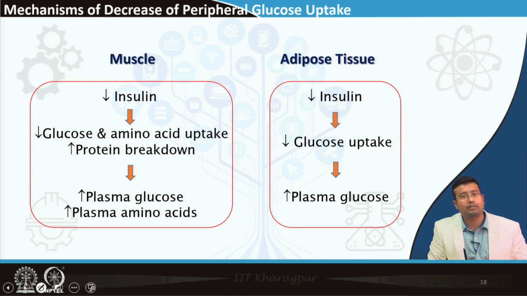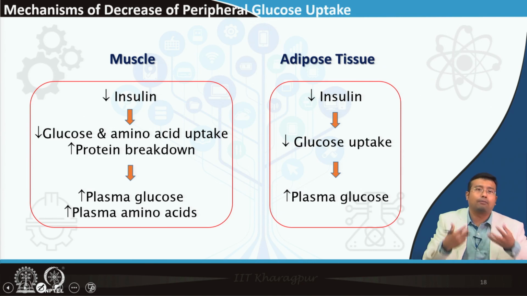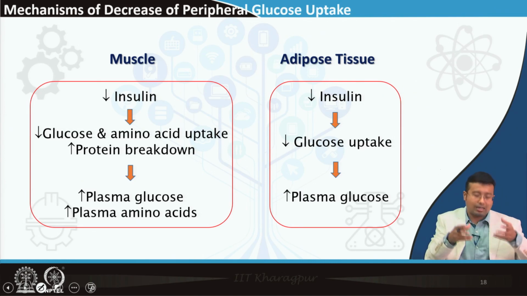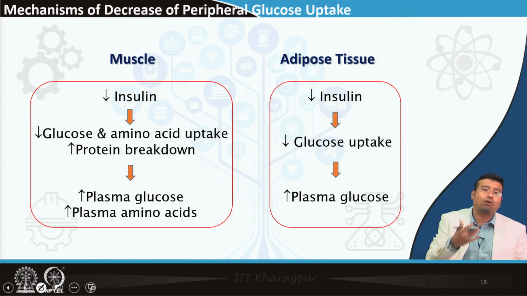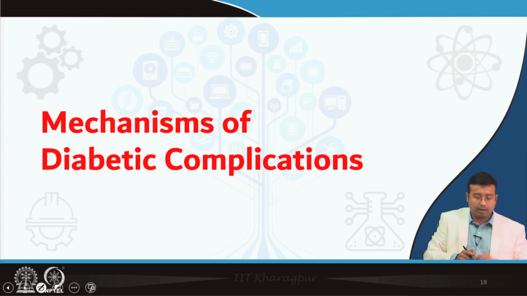A similar alteration also happens in muscle and adipose tissue. Lack of insulin leads to all the catabolic pathways. Proteins are broken down to form substrates for gluconeogenesis, that is, glucogenic amino acids are produced, and that also increases plasma glucose. Similarly, in adipose tissue, lack of insulin means lack of glucose uptake. Insulin helps glucose from plasma to be taken up into cells. If there is no insulin, there will be no glucose uptake, and ultimately plasma glucose will rise.